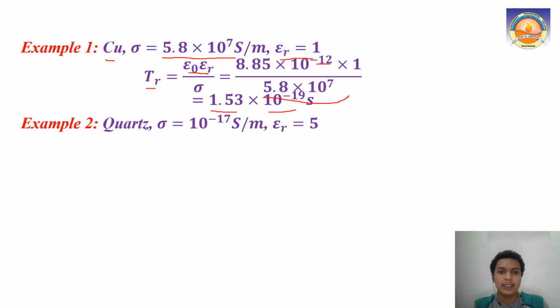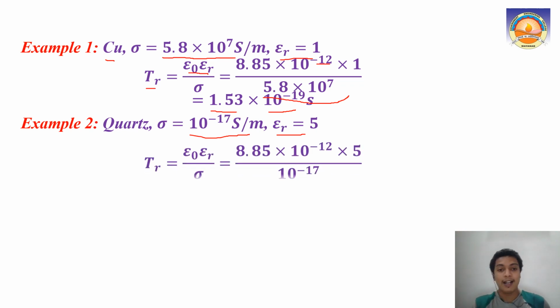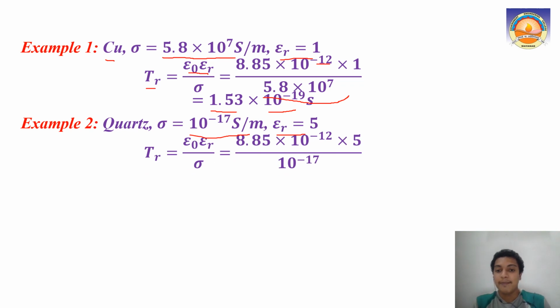So in quartz, your conductivity is very low, as we know, 10 power minus 17 Siemens per meter, and your permittivity is a bit high. Your permittivity value is 5. It is 5 times the permittivity of air or vacuum. So epsilon r equal to 5. Now what happens? If you calculate TR, the same thing is applied here. Now here it is 10 power minus 12 and here it is 10 power minus 17.